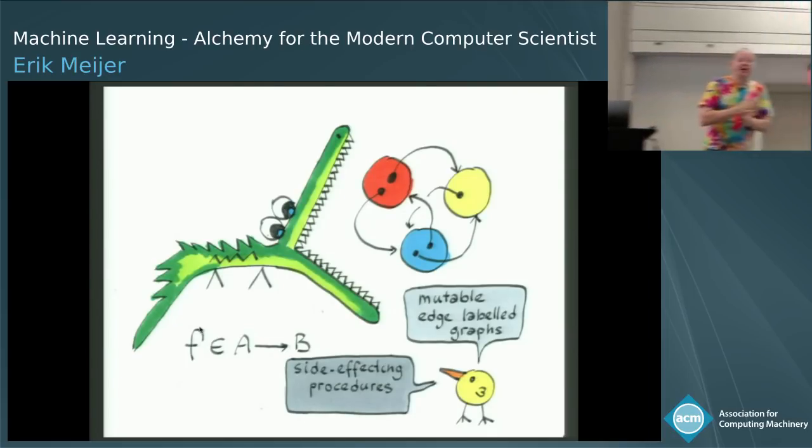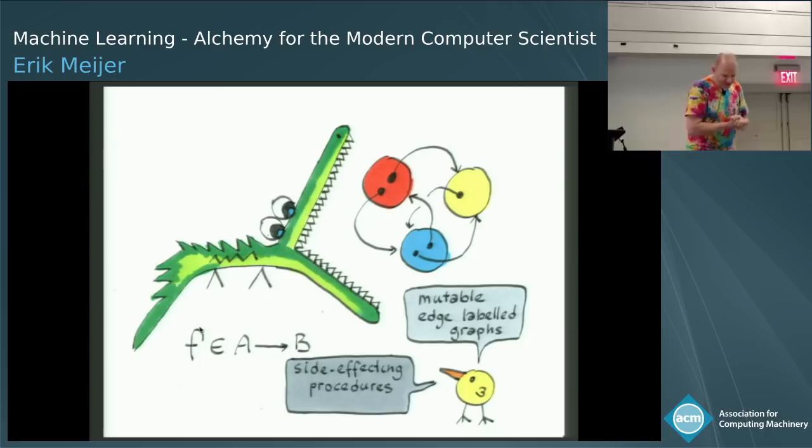The other abstraction that I think is broken is the model of our objects as mutable edge-labeled graphs. So that's the thing we're kind of dealing with. On top of this machine, we're building this abstraction of mutable edge-labeled graphs. And then our functions, the programs that we write, are not really functions. They are side-effecting procedures. So we can pretend that they're functions, but they're really not.